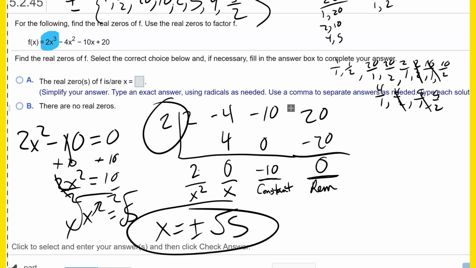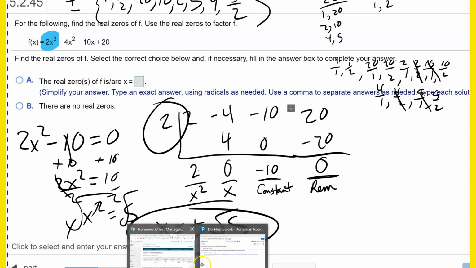So let me finally put in my answer. Notice this says simplify your answer. Type an exact answer using radicals as needed, which means I could not put in the rounded off decimal given to me by the app or by the graph. I had to do either factoring or synthetic division to get the exact answers. So let me go type those answers in.